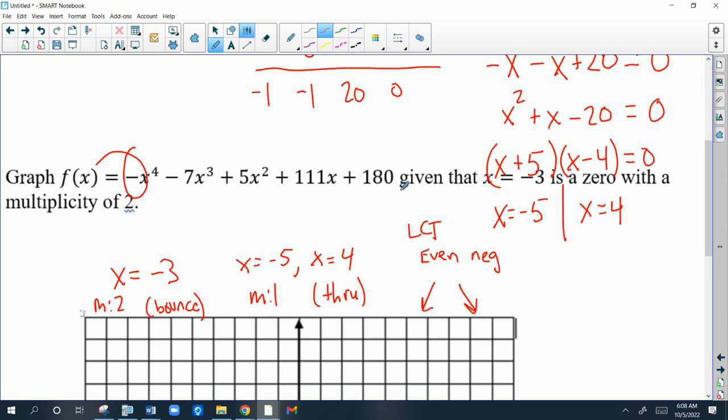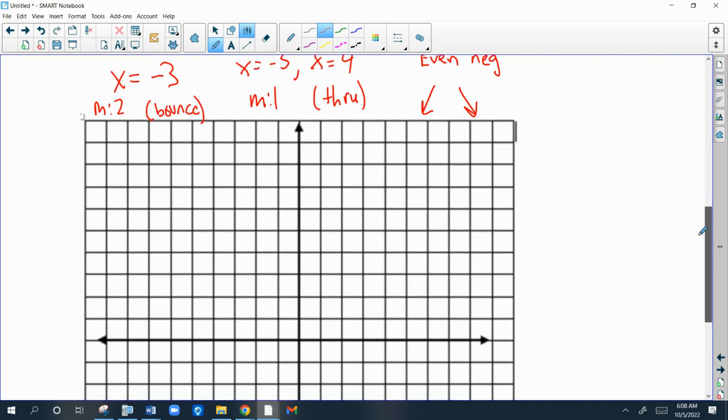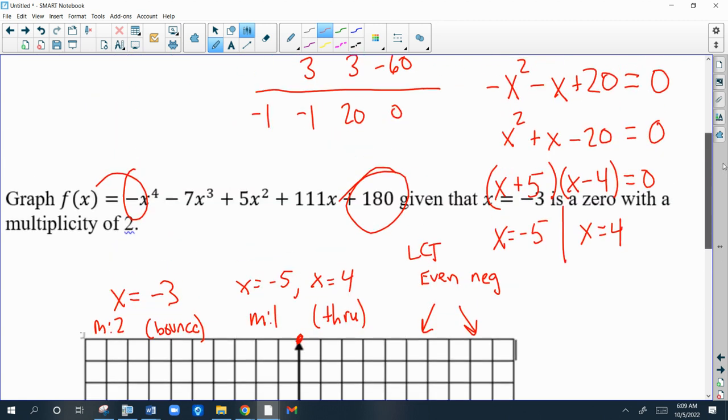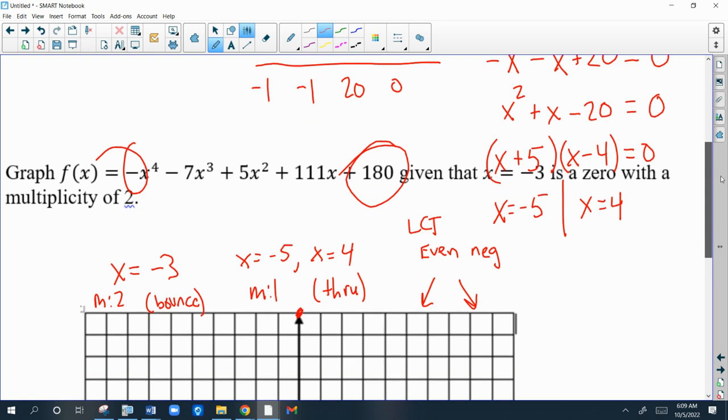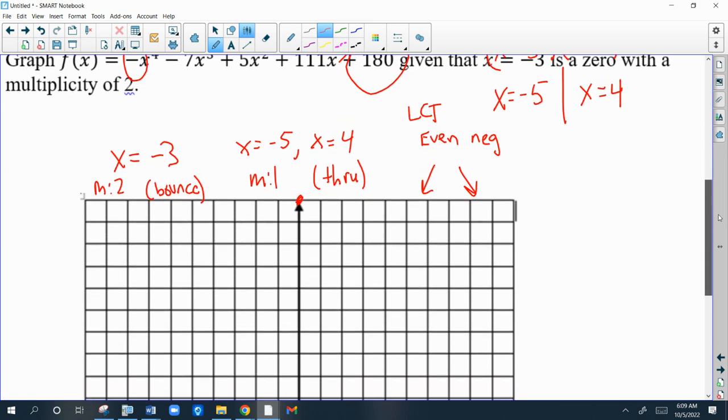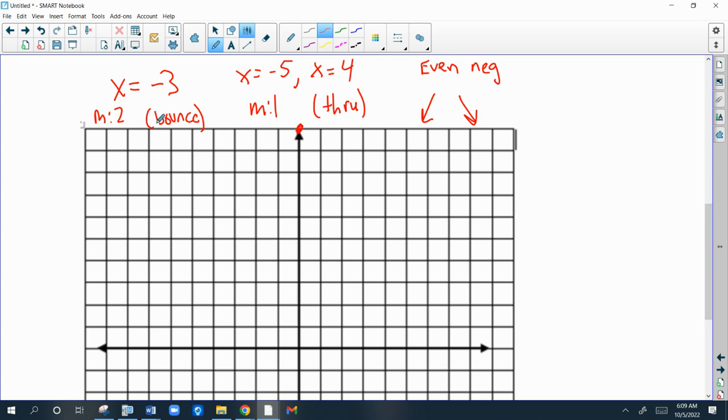The one last thing you can see is the y-intercept. The y-intercept is 180. So when I graph it, obviously this is not 180, but I'm going to go all the way to the top. It won't be that accurate, obviously, but at least I will have the shape. So let's do this. First of all, -3 is a 0. Remember, it's going to bounce. I'm going to do that in red so I remember it bounces. The other ones I'm going to do in blue.